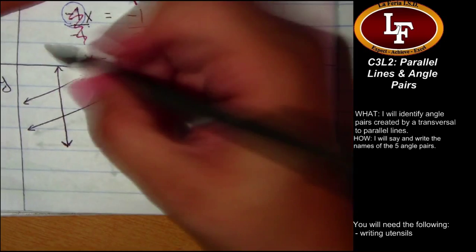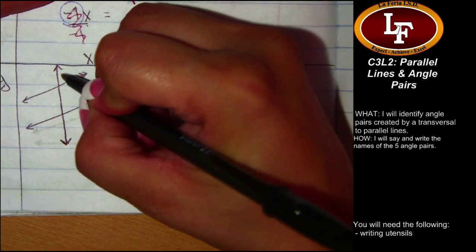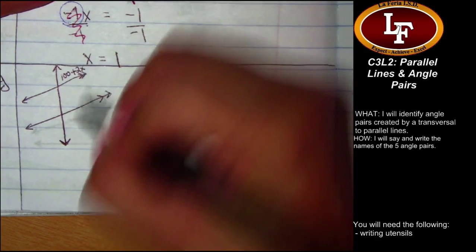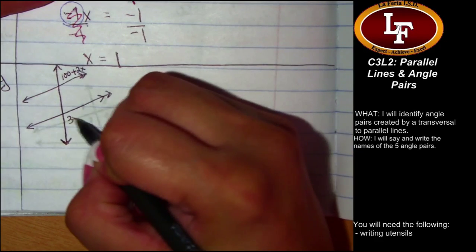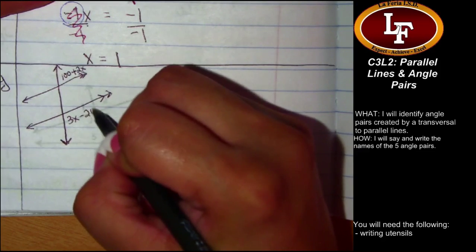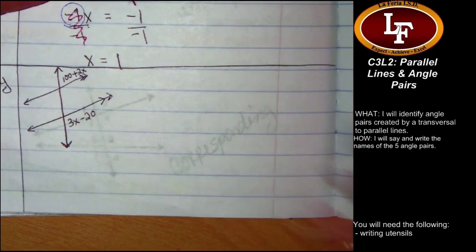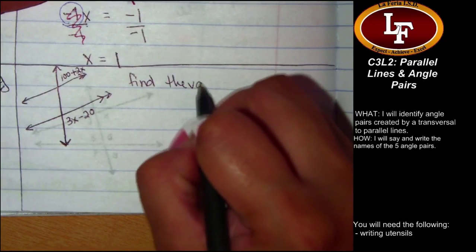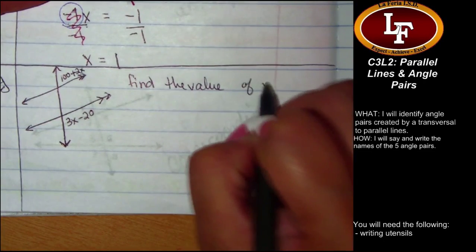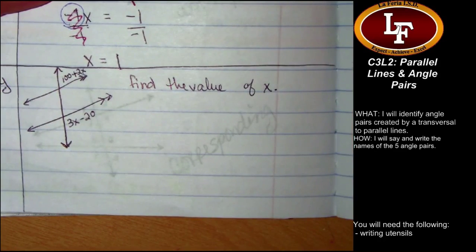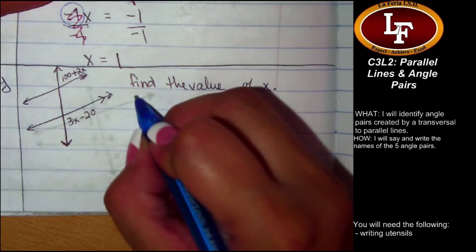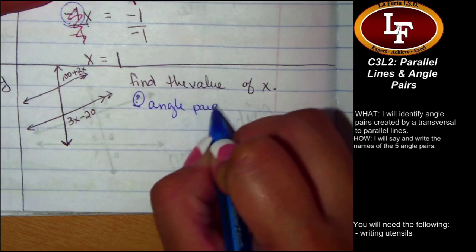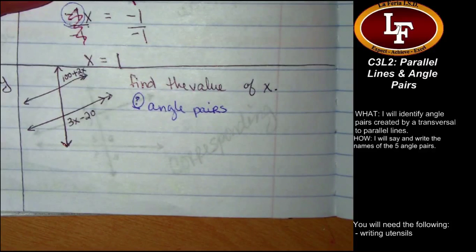All right. And now I'm going to write, I'm writing really small. I'm sorry, but bear with me here. 100 plus 2 times x, and over here is going to be 3x minus 20. And again, your directions are going to say, find the value of x. And again, the first question you should ask yourself is, what are my angle pairs? What angle pair am I looking at?